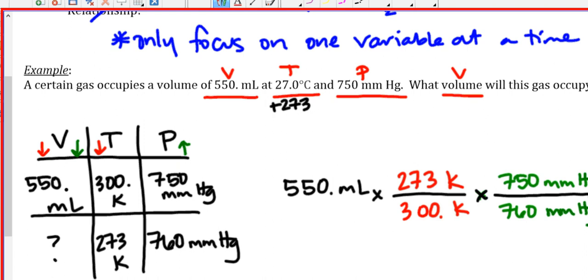So I've dealt with each one individually. I'm not looking at overall, is it going to go up or down, because they could each make them go opposite, and it's going to depend on the value of your conversion factors. So when I do my math, my Kelvin will divide out, my millimeters of mercury will divide out, and my answer with 3 sig digs will be 494 milliliters for my volume.